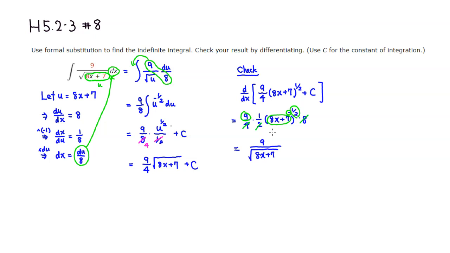Then you can see that we have exactly the same expression as the integrand here. So this verifies that we have the correct antiderivative. That's it. I hope that this was clear.